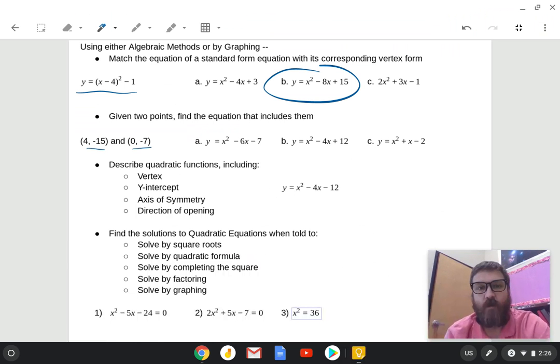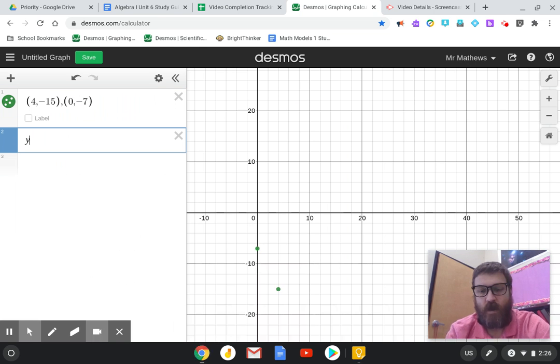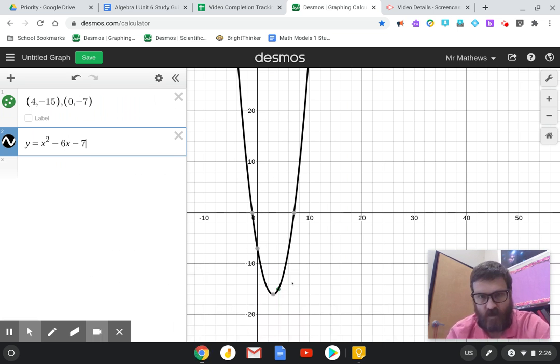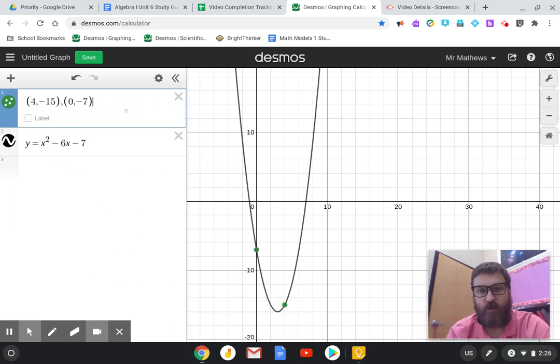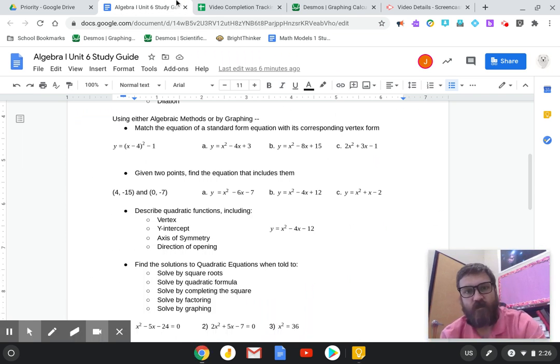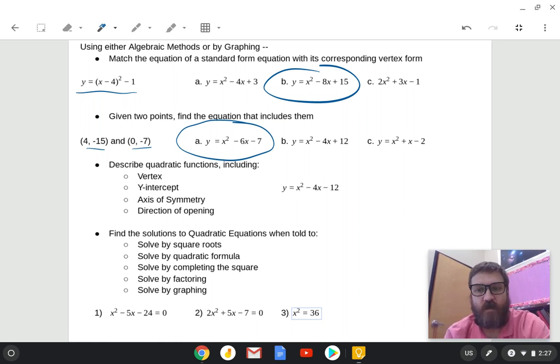So let's try the first one. Y equals x squared minus 6x minus 7. Oh, and that's very convenient. We can see that both green points exist on that line. And so I would stop at that point because I've found the correct response. I don't even need to check the others. So as long as it matches on both points, that is the correct equation.